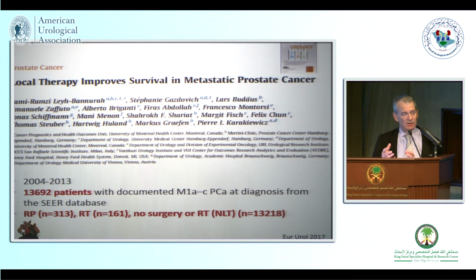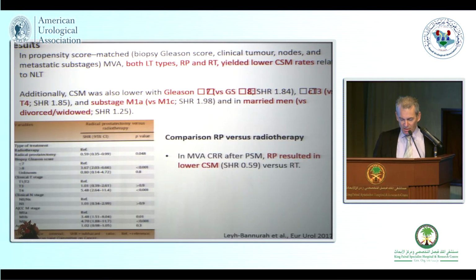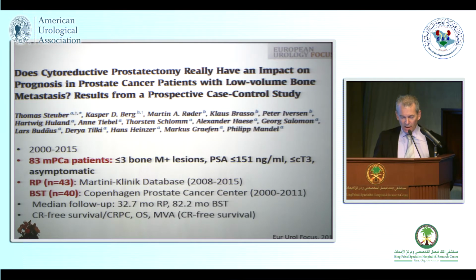Here's a paper that looked at more contemporary SEER data and drew an opposite conclusion. But look at the numbers: almost 14,000 patients, and roughly 500 had so-called definitive local therapy. These are some of the details. The comparison was that radical prostatectomy was associated with, again, lower cancer-specific mortality compared to radiation, not a randomized trial, just observational data.